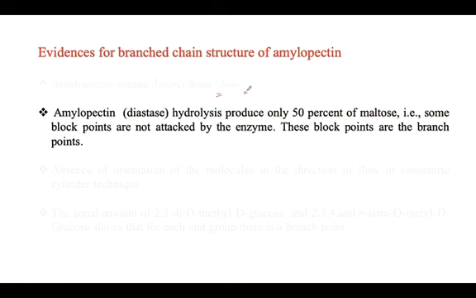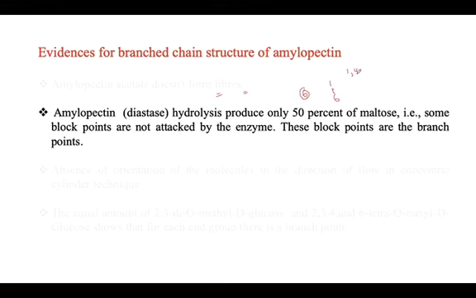Second, amylopectin diacetate hydrolysis produces only 50% of maltose, because some block points are not attacked by the enzyme. That block point is a branch chain block point, which is at carbon 6. So the 1,6 linkages are not attacked by the enzyme diastase, and only the 1,4 links are attacked by diastase. That is why 50% of maltose was obtained, and 50% of limit dextrin was obtained, because in limit dextrin there is a 1,6 linkage that was not attacked by the diastase enzyme.